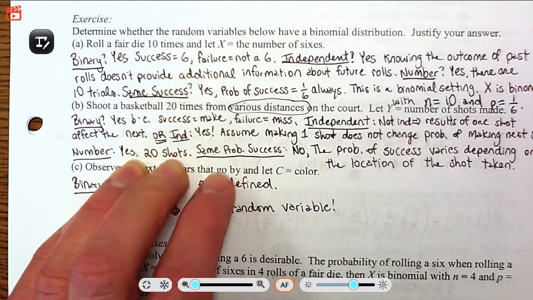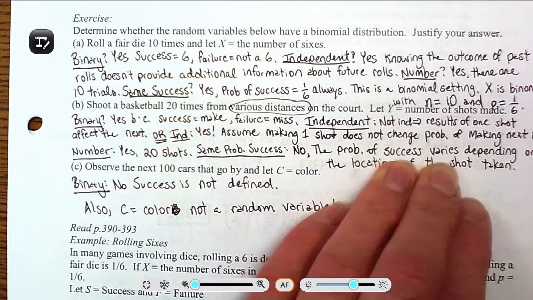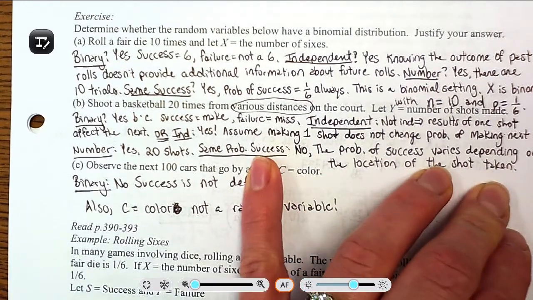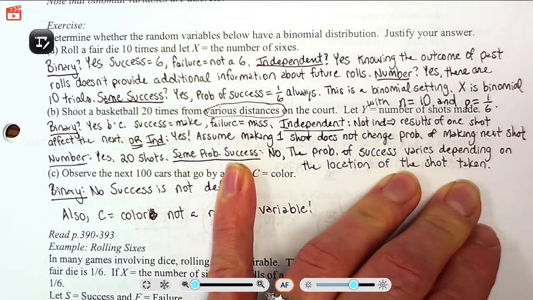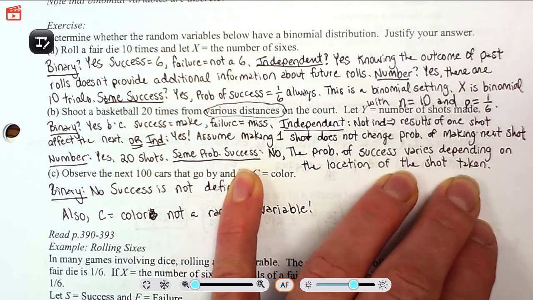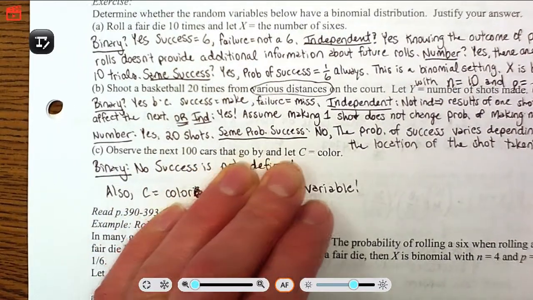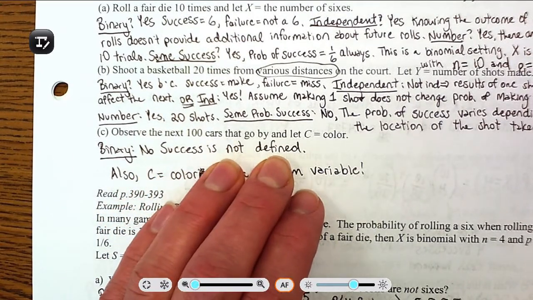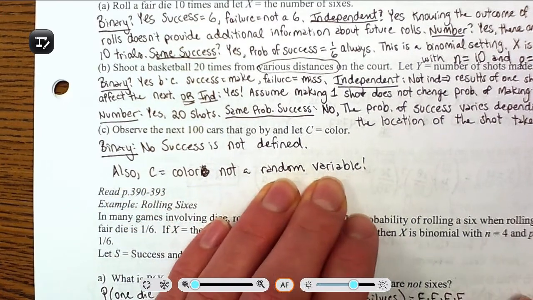Number, yes, the number of shots is fixed in advance. And the same probability of success? No, because the probability of success depends on the location of the shot taken. That's a definite fail, okay? There is not the same probability of success because a shot taken from a deep, far angle on the side is going to be a lot more tricky than a shot straight on from like the free throw or closer. Okay. Observe the next 100 cards that go by and let C equal the color. Binary? No, success is not defined, so we can't say that there is a clear success and failure. Also, C equals color is not a random variable.